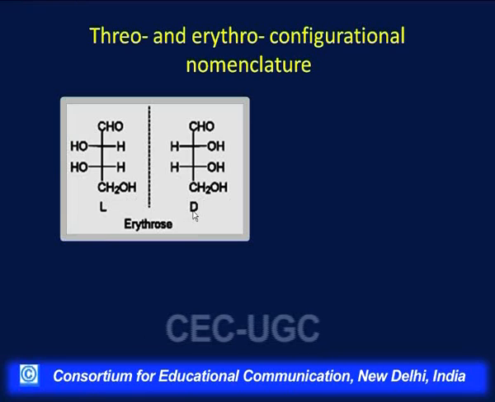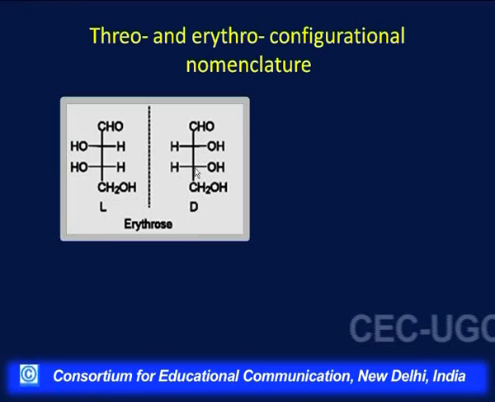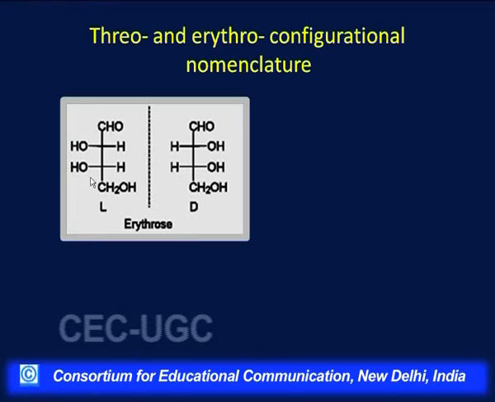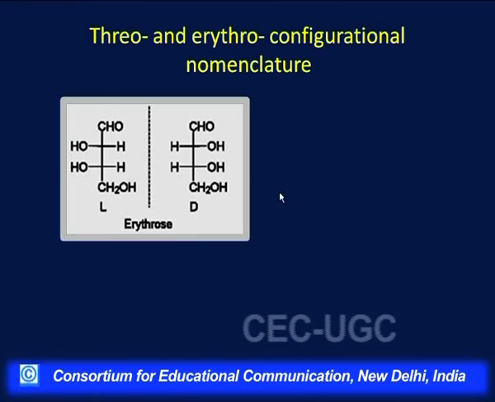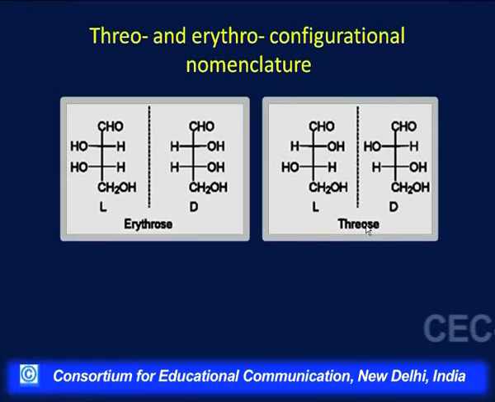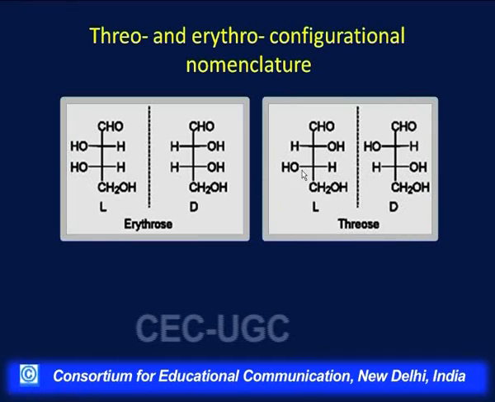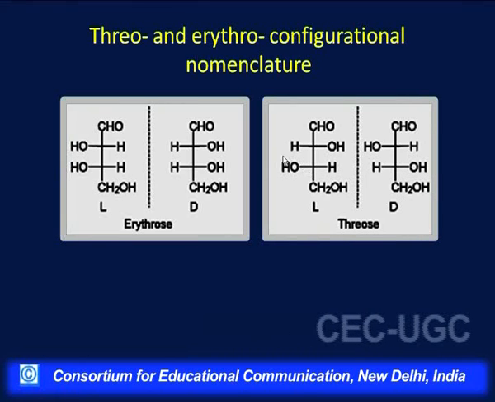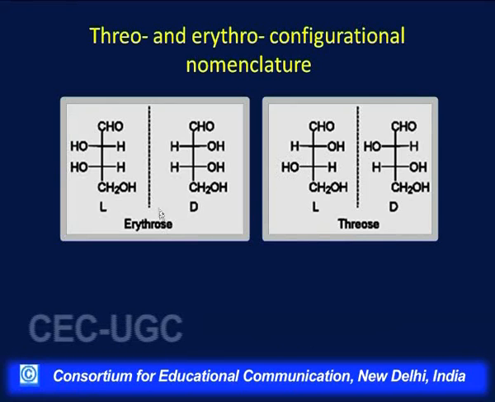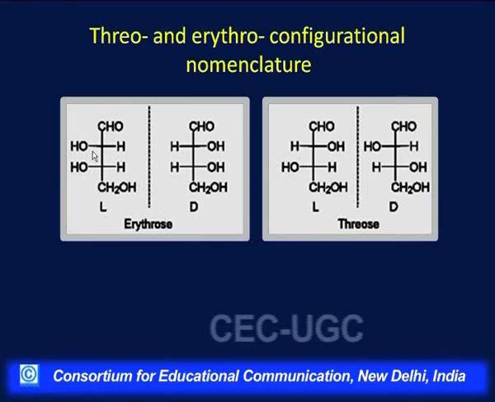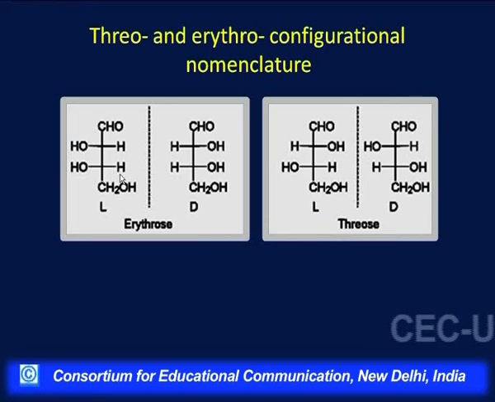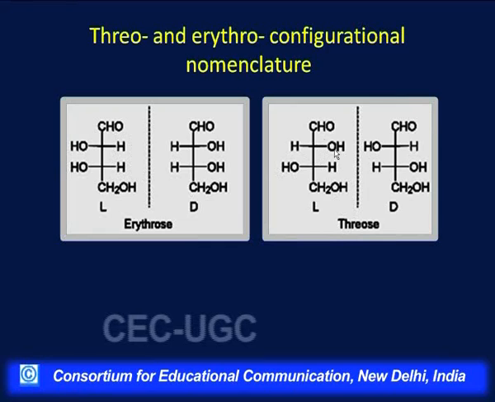This is D-erythrose, with the lowermost asymmetric carbon atom having the hydroxyl on the right side, and its mirror image L-erythrose having this hydroxyl on the left side. And this is threose with the hydroxyl on the lowermost asymmetric carbon atom on the right side, and this with the hydroxyl group on the left-hand side. Now, we find that in erythrose, when it is written in the Fischer projection, 2 similar groups, that is hydroxyl groups or hydrogens, are on the same side, whereas in threose they are across.